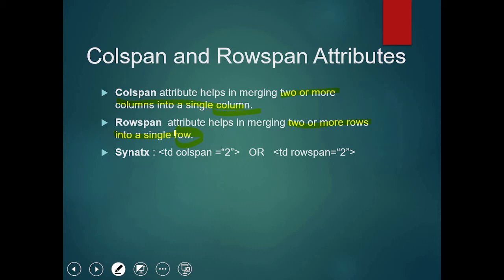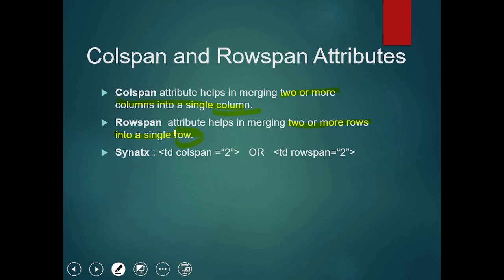So TD colspan equal to 2, or TD rowspan equal to 2. You cannot use both together in one specific TD. Either it will be a colspan or a rowspan, because you can merge row-wise or you can merge column-wise. So specific to that you will be mentioning, but you cannot write TD colspan equal to 2 space rowspan equal to 2. That's not going to happen. Only one of the things can work. So that's why I have mentioned or.